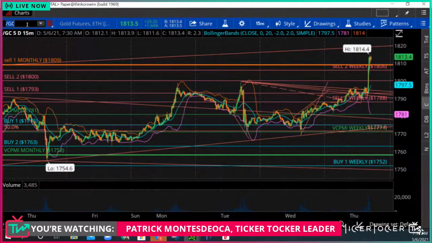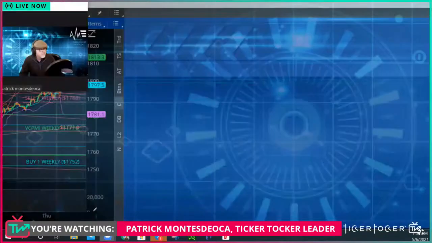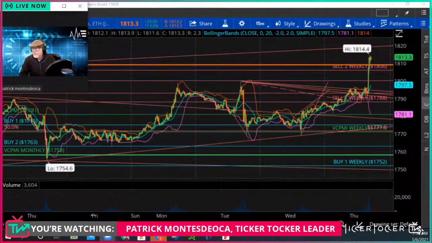$18.14.40 has been the high, and we are watching our equity grow comfortably, and these are just times where it gives us the opportunity basically to simply manage the profits here.